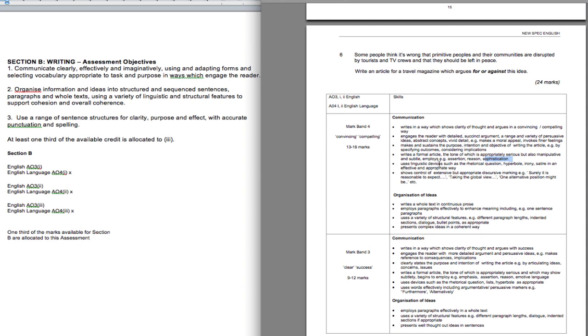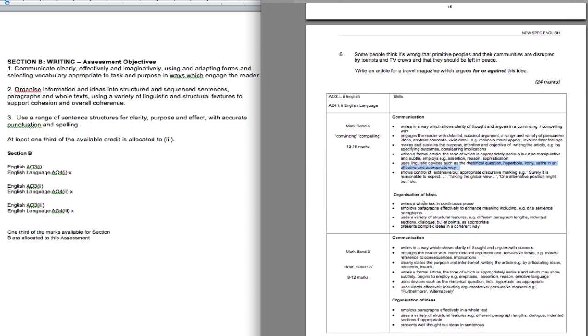You've got to use linguistic devices, again, such as the ones you used earlier, and you have to show control of appropriate discursive markers, obviously breaking up your work as you go through. So not just firstly, secondly, thirdly, etc. You'd want to build a little more differentiation there. And again, all of these are pretty much the same as what was mentioned earlier in the previous point.